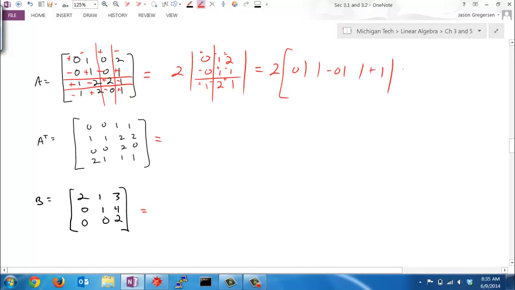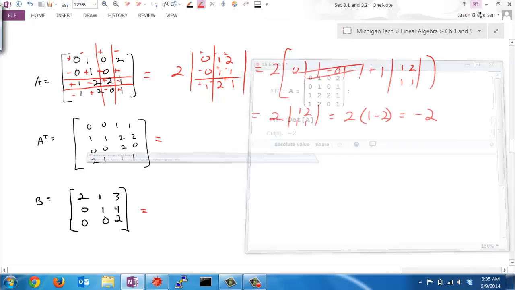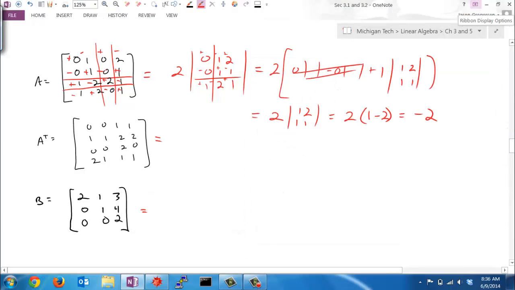Now this little subdeterminant is 1, 2, 1, 1. Those go away. Now I have 2 times 1 is 2 times this determinant. 2 times 1 minus 2. Negative 2. And we could confirm that with Mathematica there as well. All right, questions about that calculation?